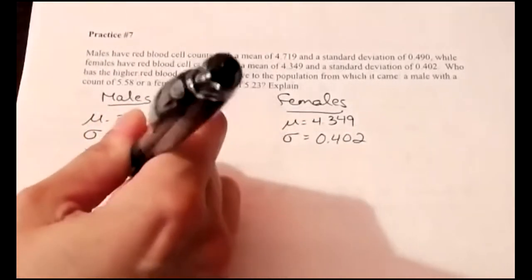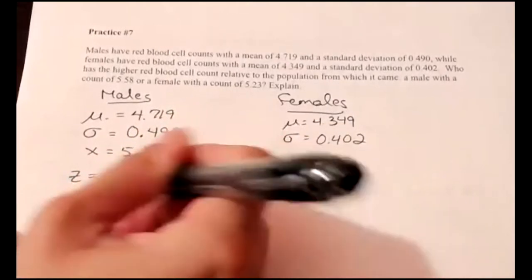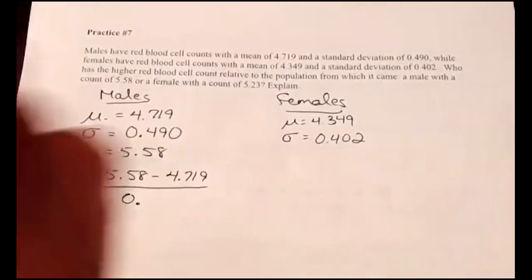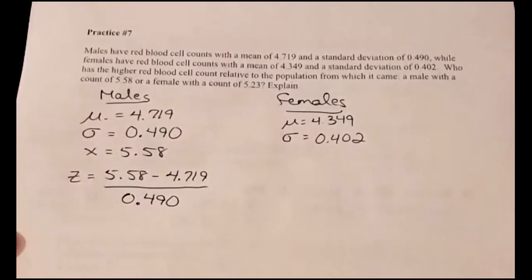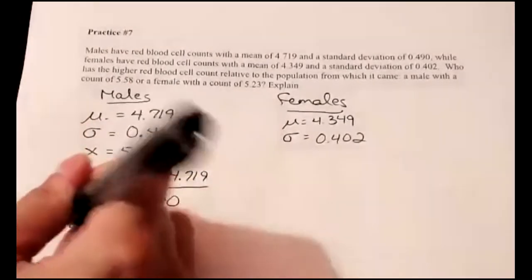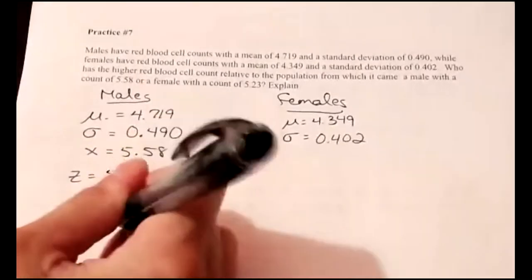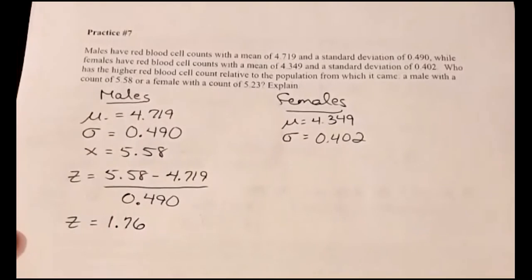So we have 5.58 minus the mean, which is 4.719, divided by the standard deviation, which is 0.490. When we plug in this fraction, we get a Z-score of 1.76. Make sure you round to the nearest hundredths place.